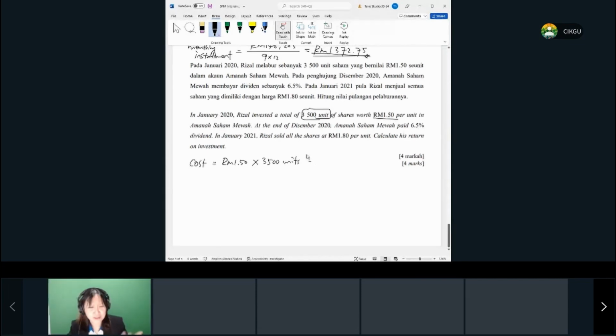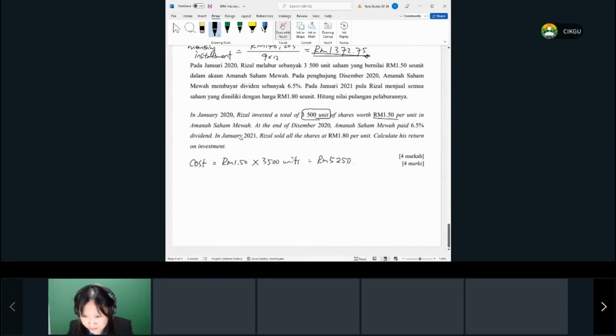Rizal, why do we keep calling him Rizal? He spent $5,250. That means this guy must have been saving already, because it can't be that suddenly he got 5,000 something in his cash flow. Maybe every month he tried his best to save, maybe 500, and after 10 months he managed to get this amount already. So once he gets this amount, instead of buying luxury goods like LV bags, he decided to invest, take this money and go and buy share.